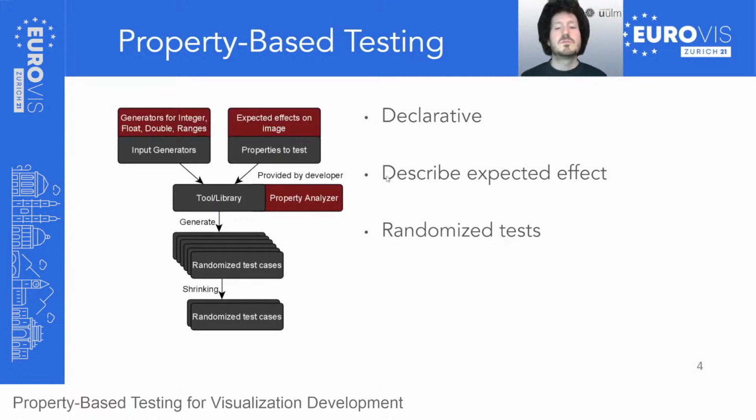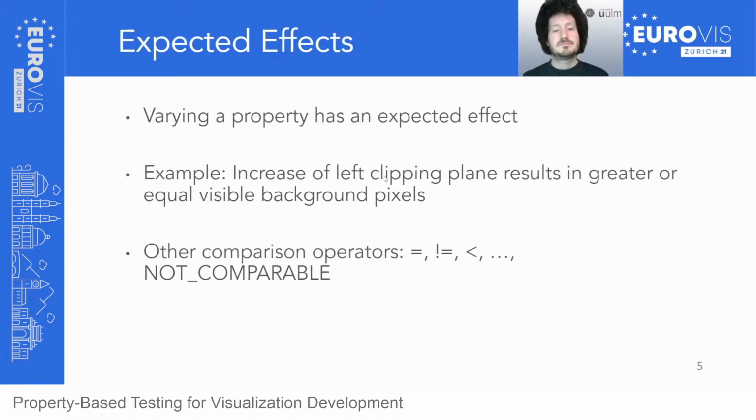So now that you learned about property-based testing, I'm going to explain how we adapted its concepts for visualization development. For this, we provide a tool that we call Property Analyzer. With the Property Analyzer, we provide default input generators for integers, floats, doubles, and ranges of these types. Now let's look into more detail on how we allow a visualization developer to specify expected effects.